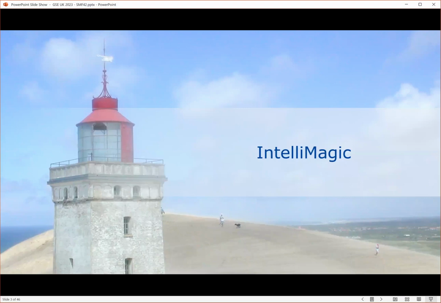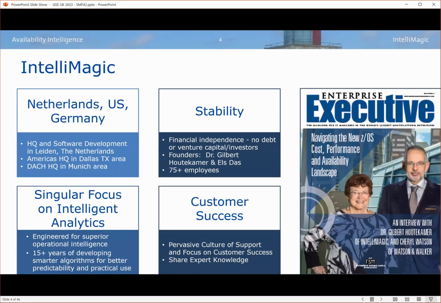So just one slide on our company. IntelliMagic is based in the Netherlands. Some of you probably know us. We like looking at performance data and capacity information. We work closely together with other companies as well, and we enjoy what we're doing. And we have offices in the Netherlands, in Germany, and also in the United States in Dallas.